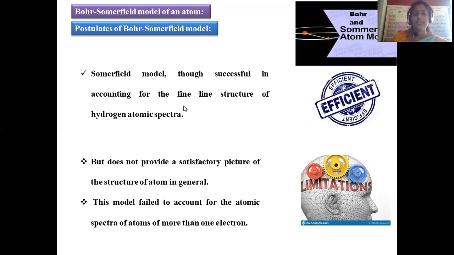By this, we completed the series. In this series, we explained how we overcame the drawbacks of Bohr's atomic model, and what the efficiencies and drawbacks of this Bohr-Sommerfeld model are, in this session.